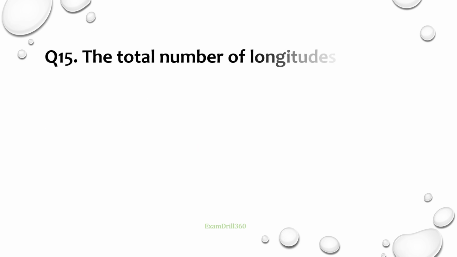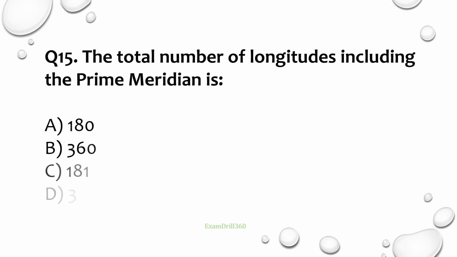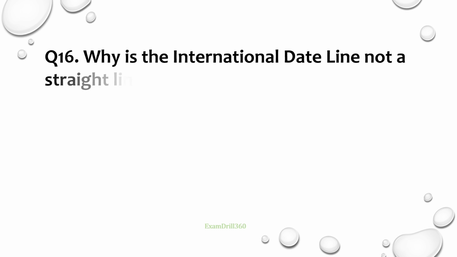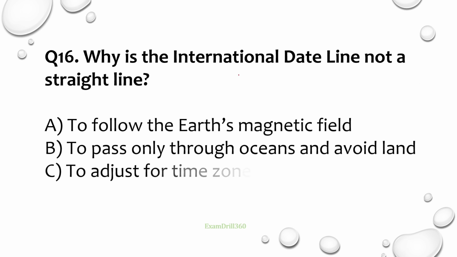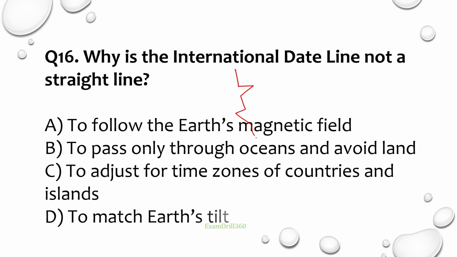Next. Question number 15. The total number of longitudes including the prime meridian is? We discussed already. Total 360. Question number 16. Why is the international dateline not a straight line? Then how is it? It is like a zigzag line. Zigzag because of what? To adjust the time zones of countries and islands.